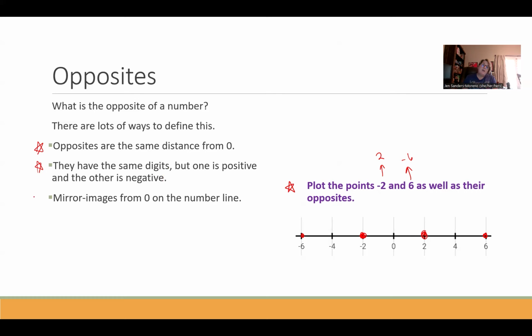Okay. You could also do some kind of symmetry here that there are mirror images from 0 on the number line. So if you can imagine a mirror here at 0, and I fold my paper at 0, then those are going to line up. So opposites would line up. So -2 and 2, -6 and 6.